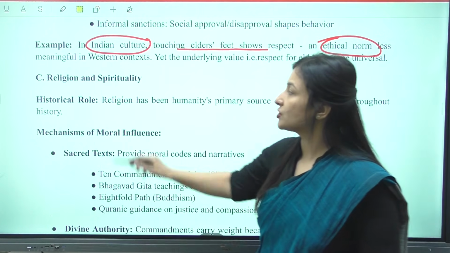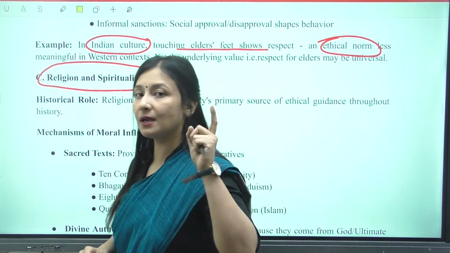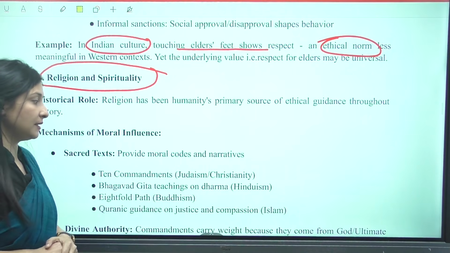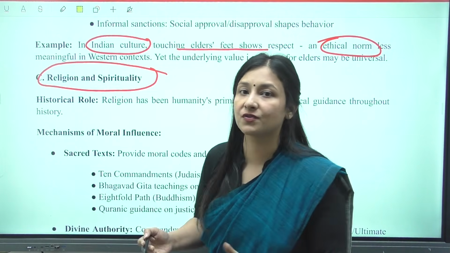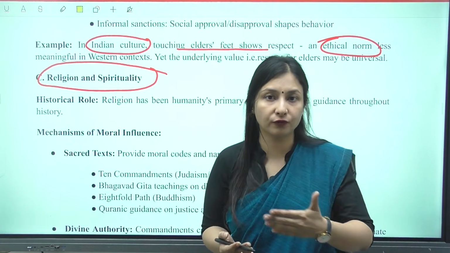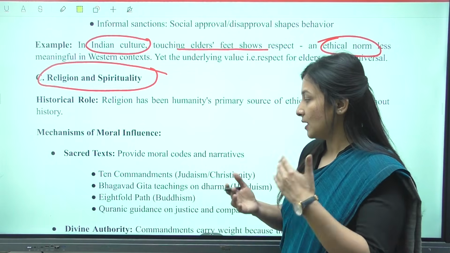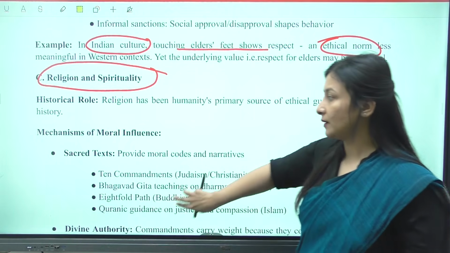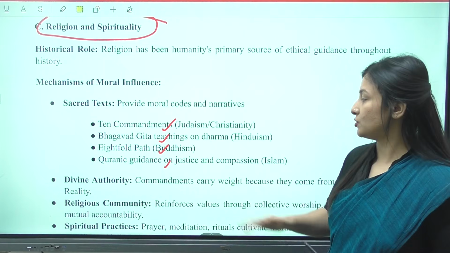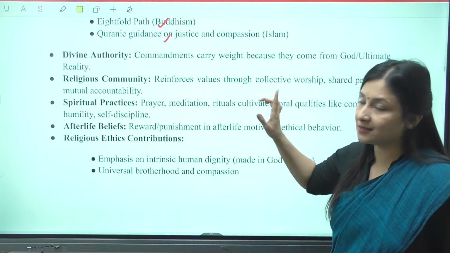Is it clear? What about religion and spirituality? It is also one of the major determining factors, an external determinant of ethical decision making, because many of the religions prescribe a moral code of conduct. There are 10 commandments given in Christianity, right? There are a lot of very good things mentioned in the Bhagavad Gita, the righteous path, right? Even the eightfold path of Buddha talks about a moral code of conduct. And the Quran also emphasizes justice and compassion. So religion and spirituality are again external determinants of ethical decision making.